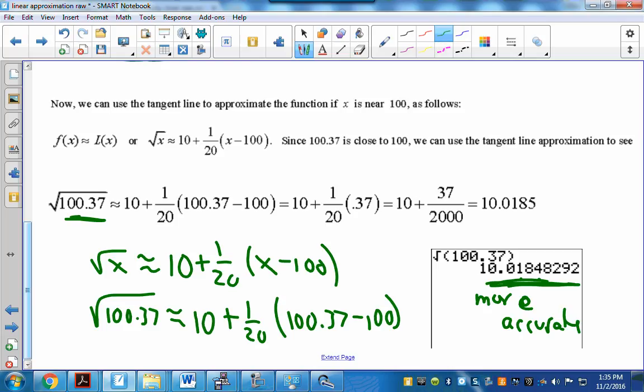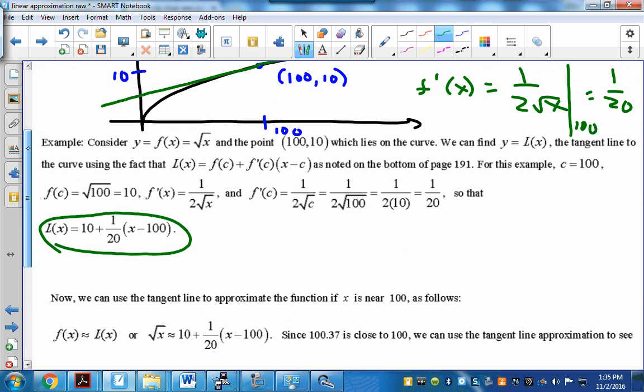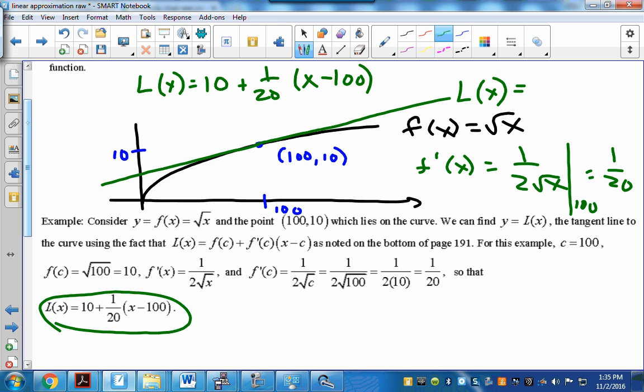Is my approximation too big or too small? Too big? This is my approximation right here. Right? Is that too big or too small? Look at what the calculator says. Do we agree it's too big? Okay, look at the picture. Does it make sense that this tangent line is going to be a little bit too big? Why? Above the curve. The curve's going this way, the tangent line's going that way. Okay, easy.